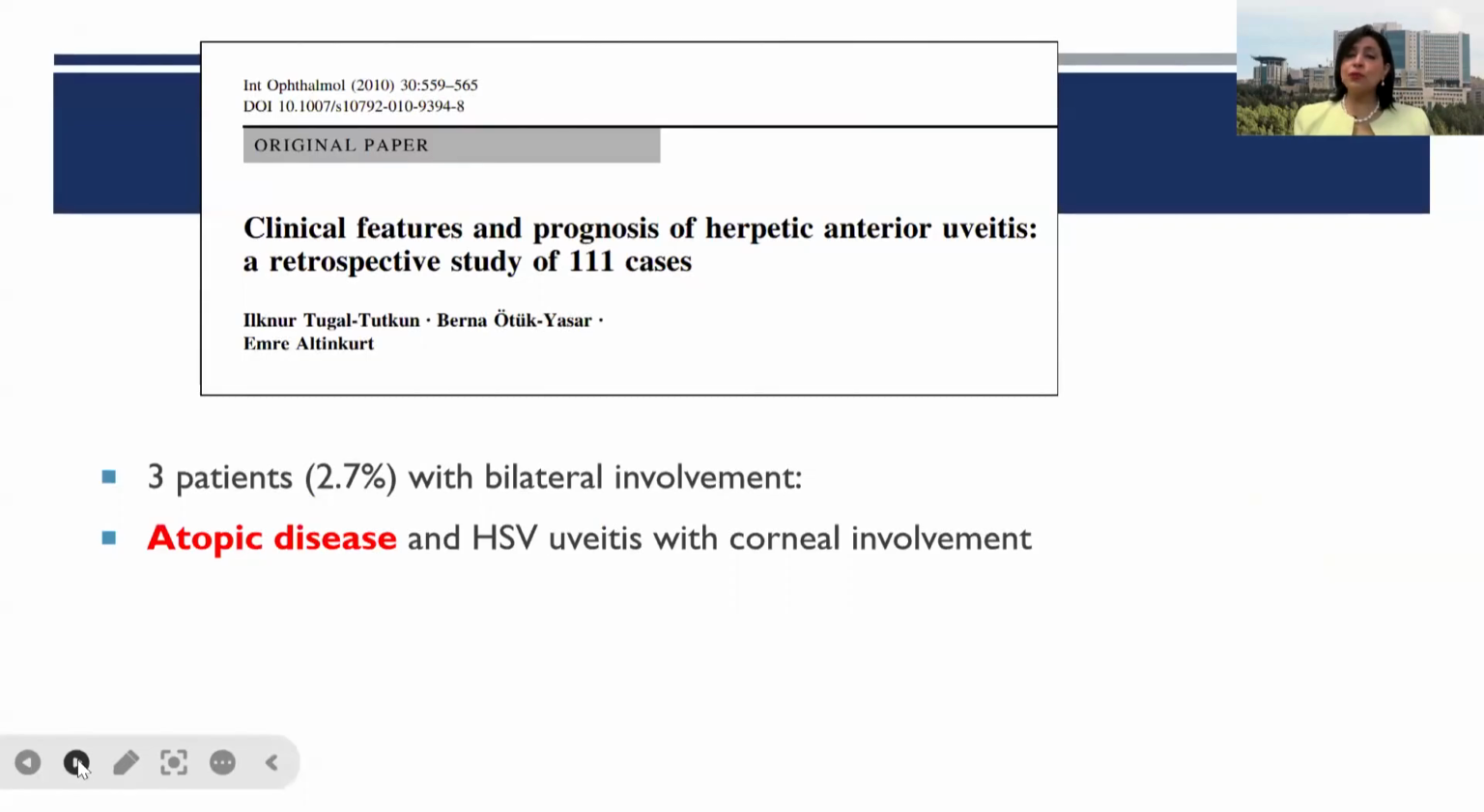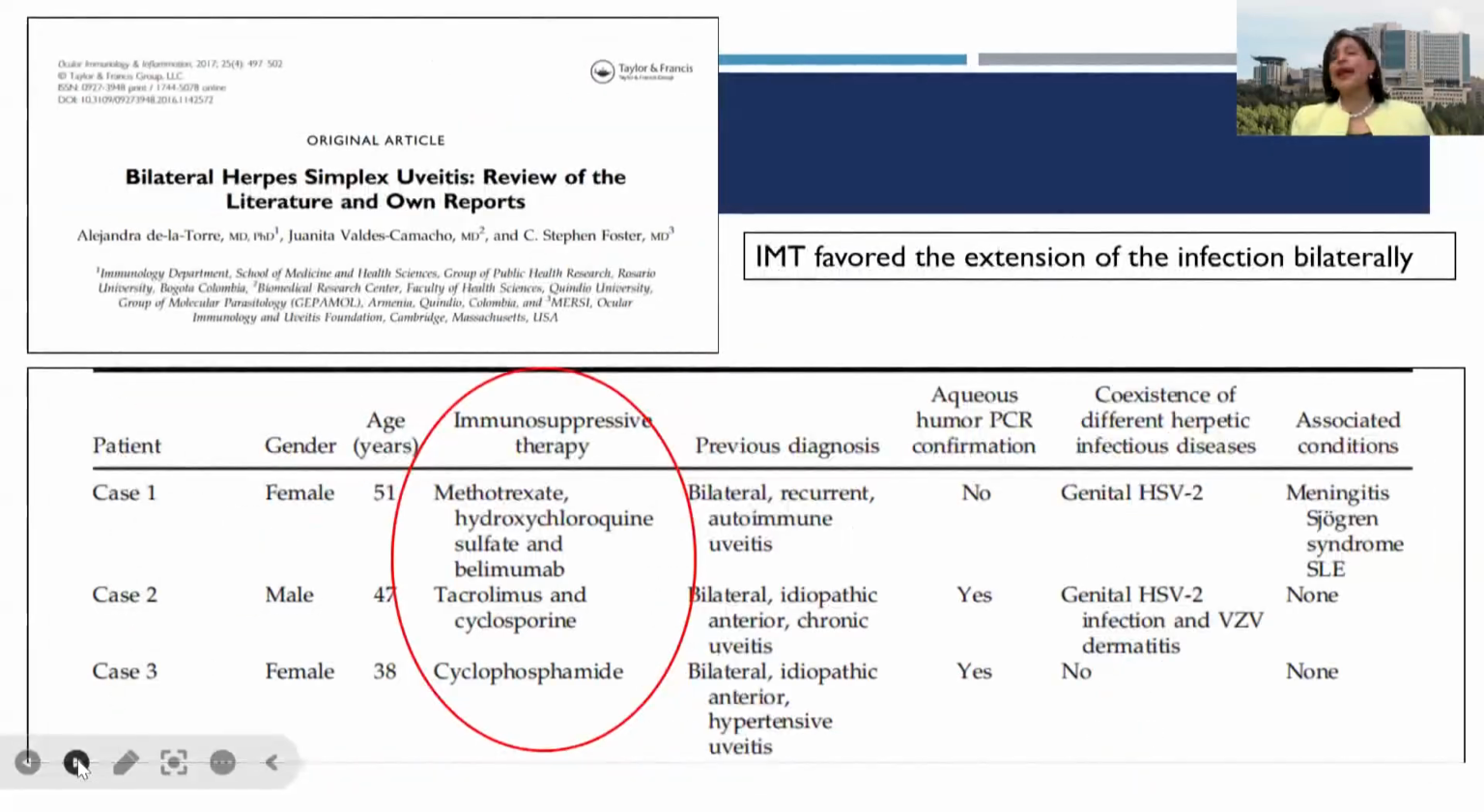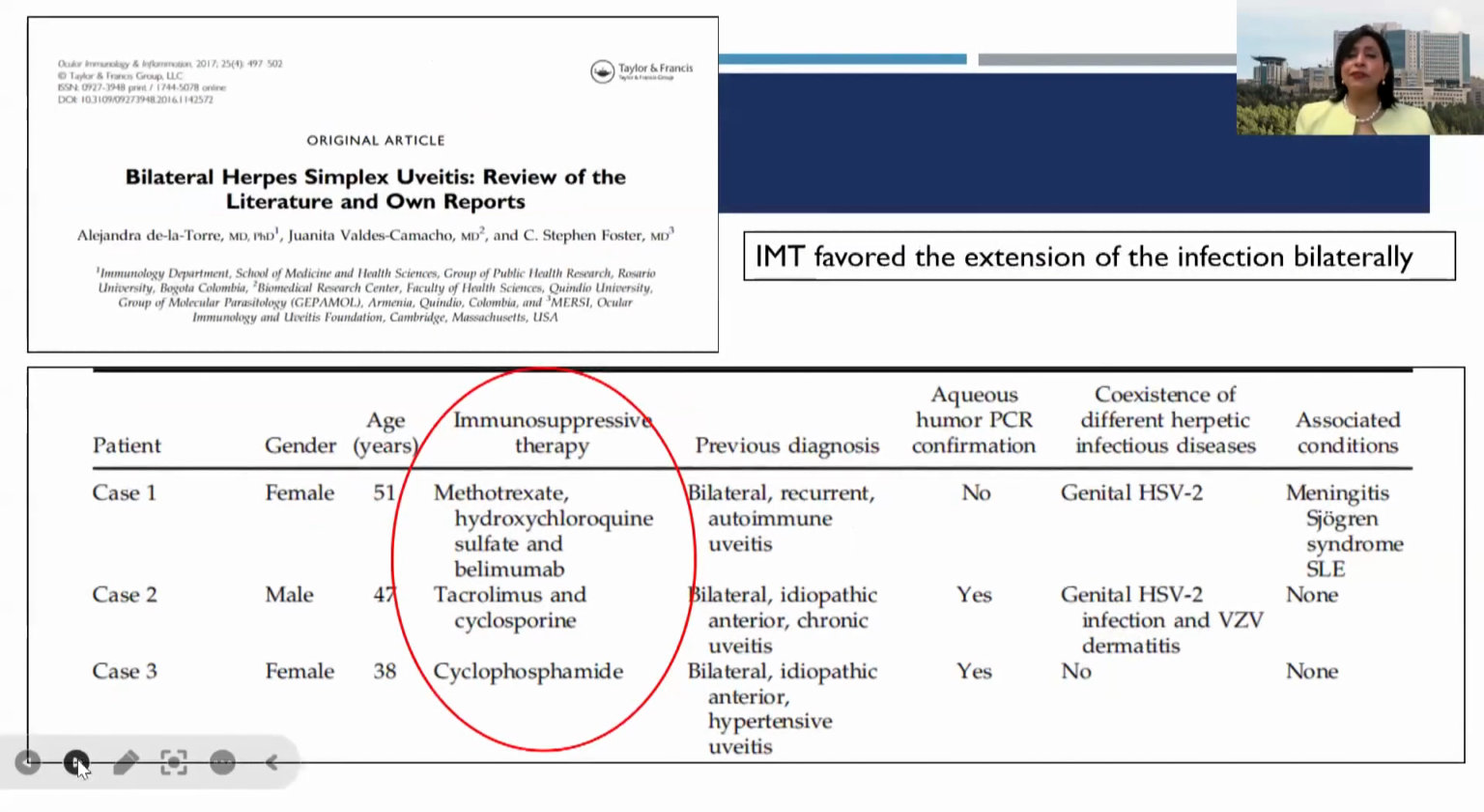Bilaterality has also been described with herpes simplex virus. In this publication from Turkey, on 111 cases, 3 patients had keratouveitis bilaterally, and all these 3 patients had atopic disease. This is another publication by Elisabetta in which herpes simplex virus was detected bilaterally in 18% of the cases. And this is a case series by Alejandra on 3 patients who developed bilateral herpes simplex uveitis.